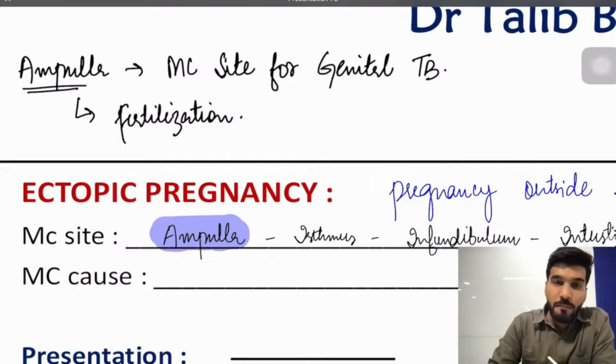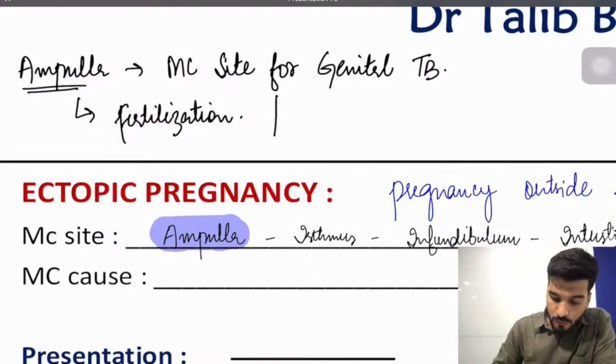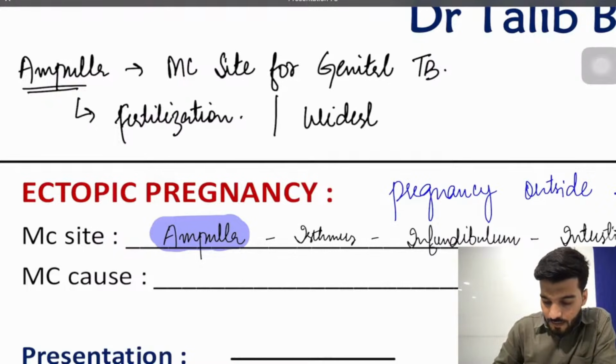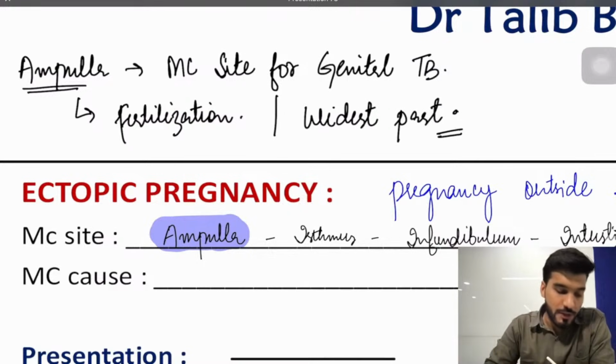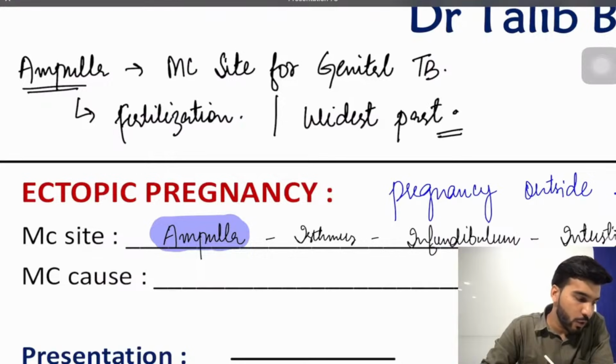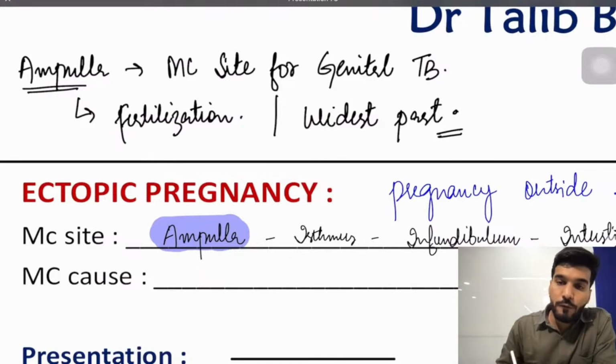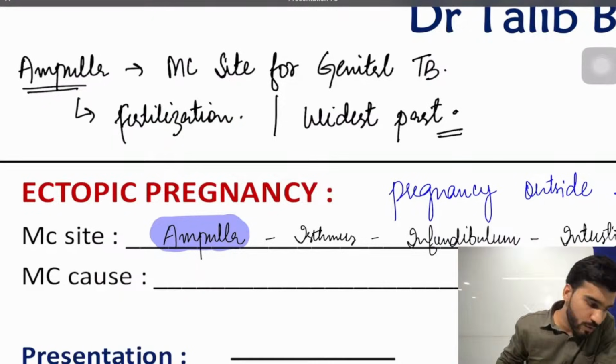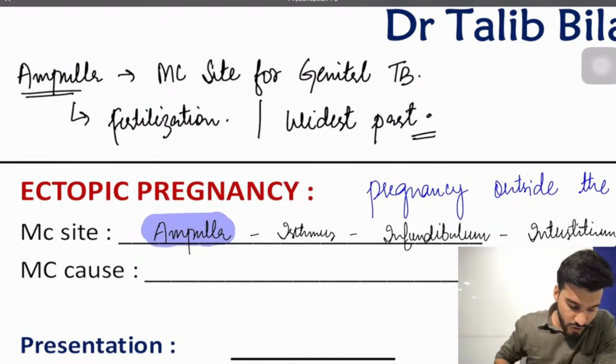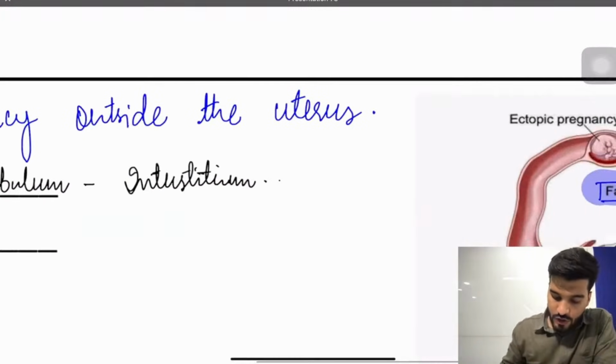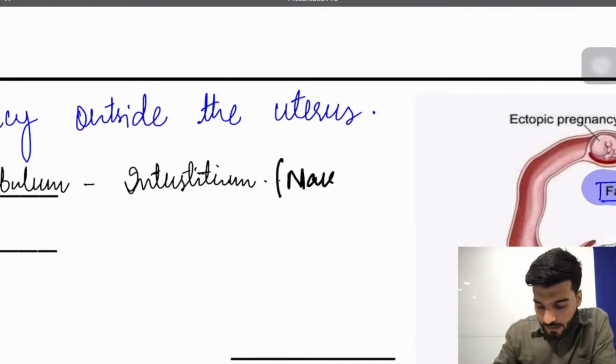And one more thing about the ampulla, you will remember, guys: it's also the widest part of the fallopian tube. If the question is asked, which of the following is the narrowest part of the fallopian tube, your answer goes to the interstitium. So the interstitium is going to be the narrowest part of the fallopian tube.